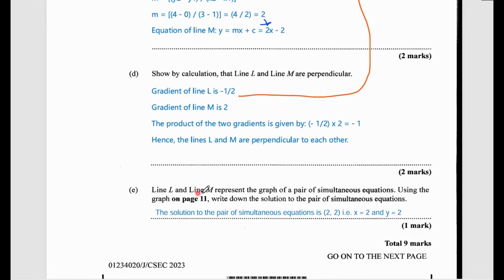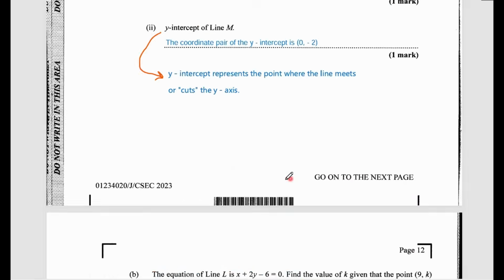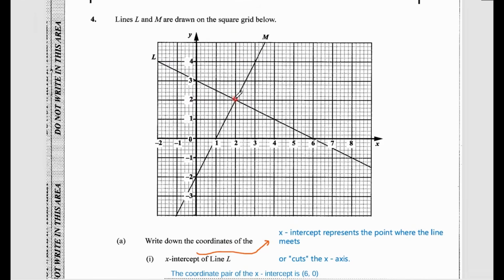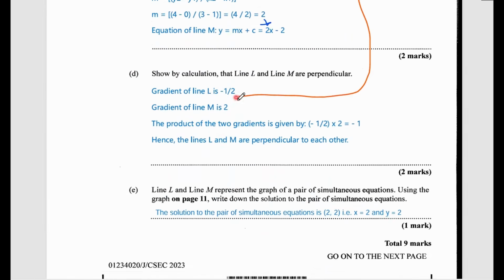You say line L and line M represent a graph of a pair of simultaneous equations. Using the graph, write down the solution of the pair of simultaneous equations. The solution will be where both lines intersect. And you will see where they intersect at what? 2 and 2, okay? You can see that there, 2 and 2. And that's your solution, right? X is 2, y is 2.